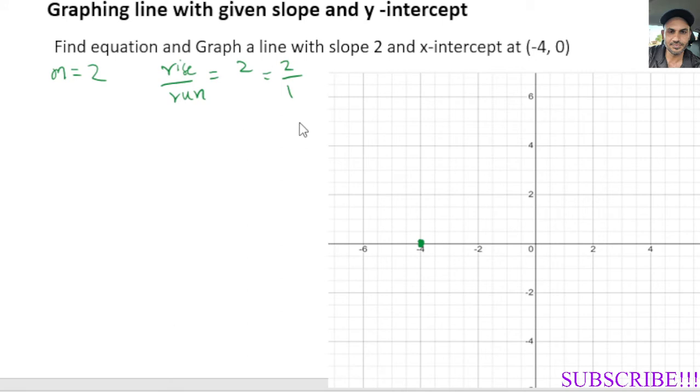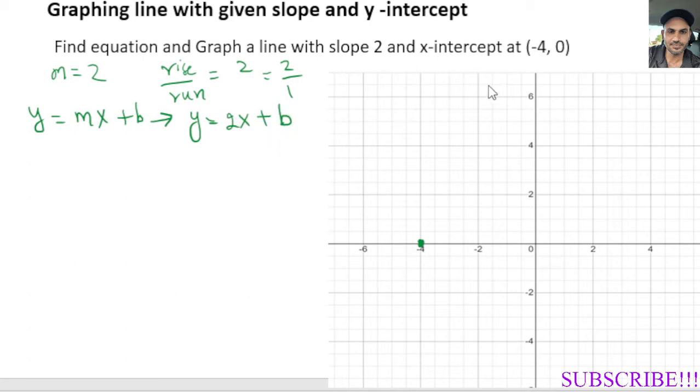Okay. Now let's go ahead and first get the equation of the line. So we know that y equals mx plus b. Now we plug in the information that we have here. Y equals, we know m, so it's 2, and then x plus b. Now we have to find out the b, okay?